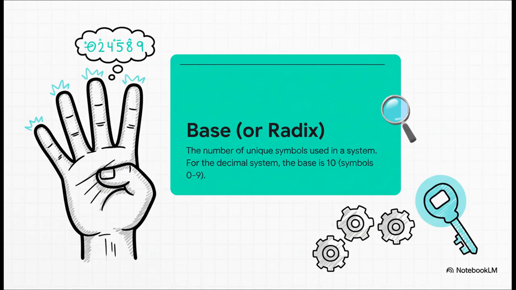But really, it's just a simple idea. How many unique symbols does a system use to count? Think about it. For us, it's base 10, right? Because we use 10 symbols, 0, 1, 2, all the way up to 9. That's it. Every single number you can imagine is just a mix and match of those 10 symbols. Understanding this idea of the base is honestly the first major step to getting all of this.